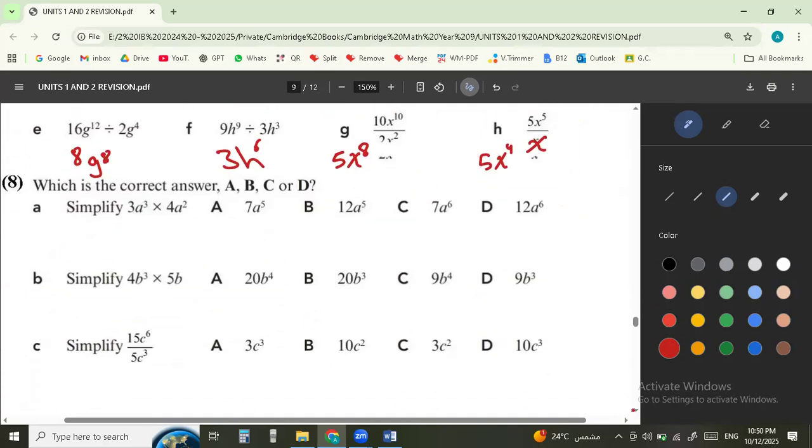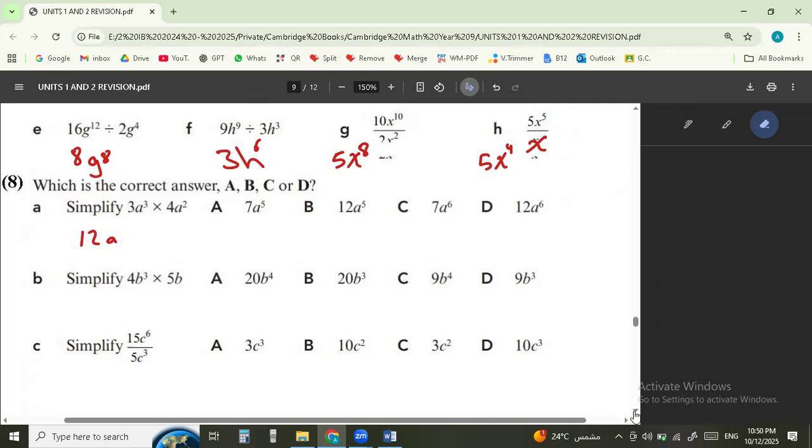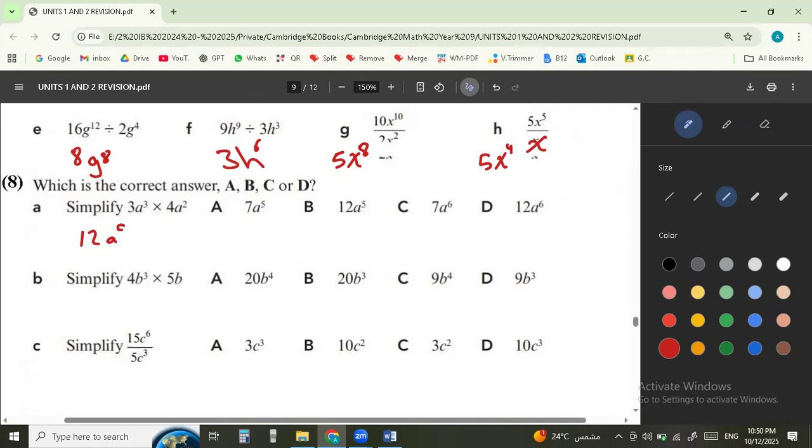Simplify, but you have to choose the correct answer, one of A, B, C, D. 3 times 4 is 12, mister. A to the power of 6. Sorry, A to the power of 5. We add the powers. A to the power of 5. Let me erase it. Which one? 12a to the power of 5. 4 times 5 is 20. B to the power of 4. Add powers. So 20b to the power of 4.